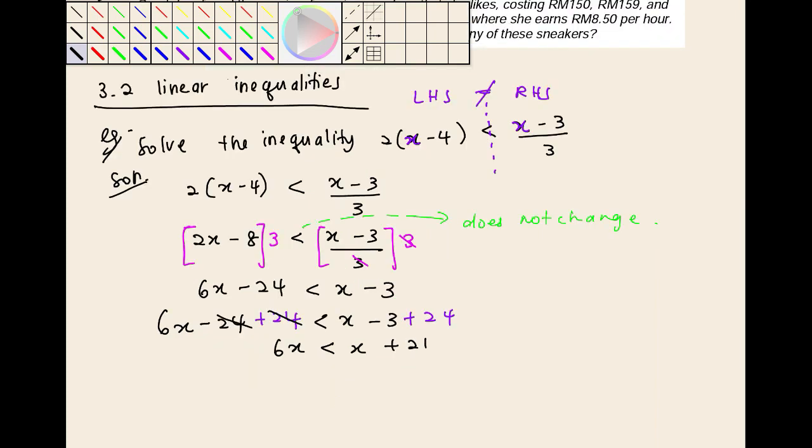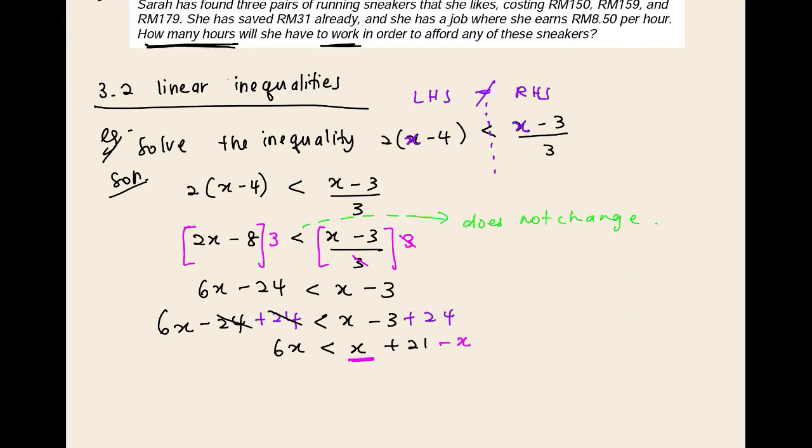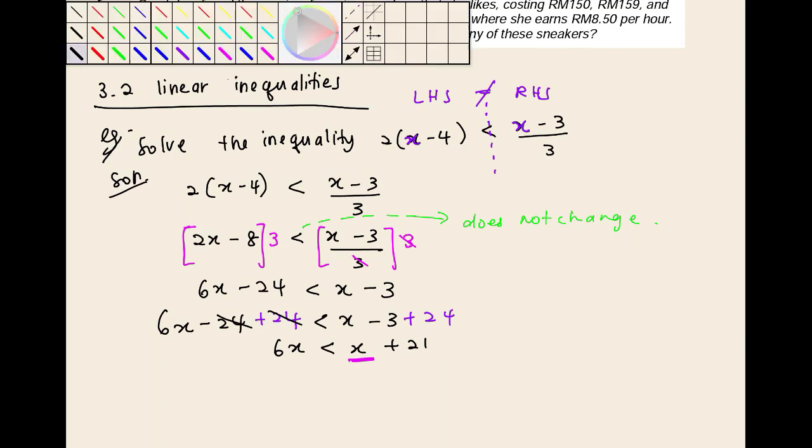Now I still have x on this right hand side because I don't want x to be there. I want x to be on the left. So because I don't want x to be there, I want to minus x. So I minus x on the right. This is what I want to do. So what I'm going to do next is minus x on the right and minus x on the left.